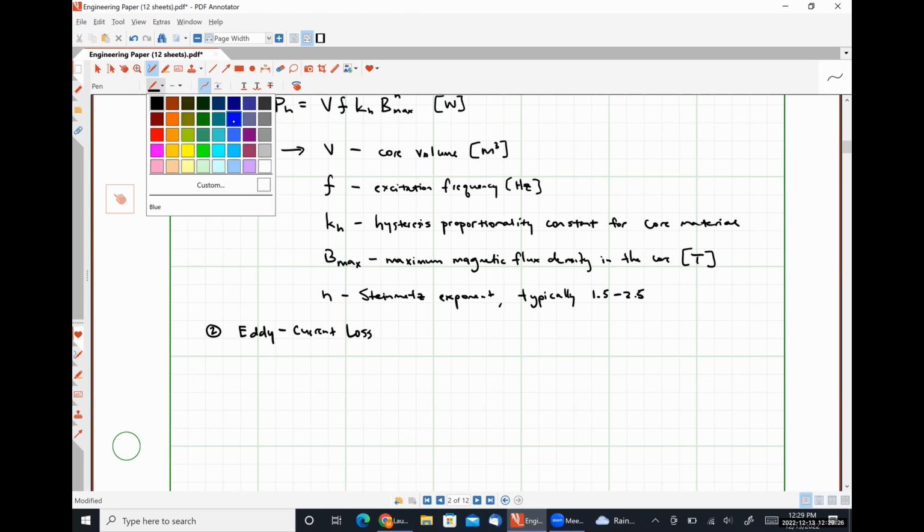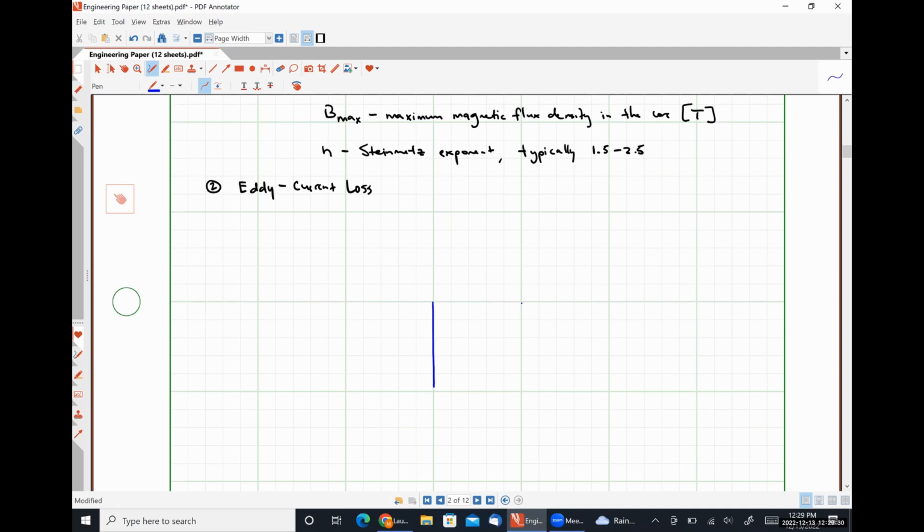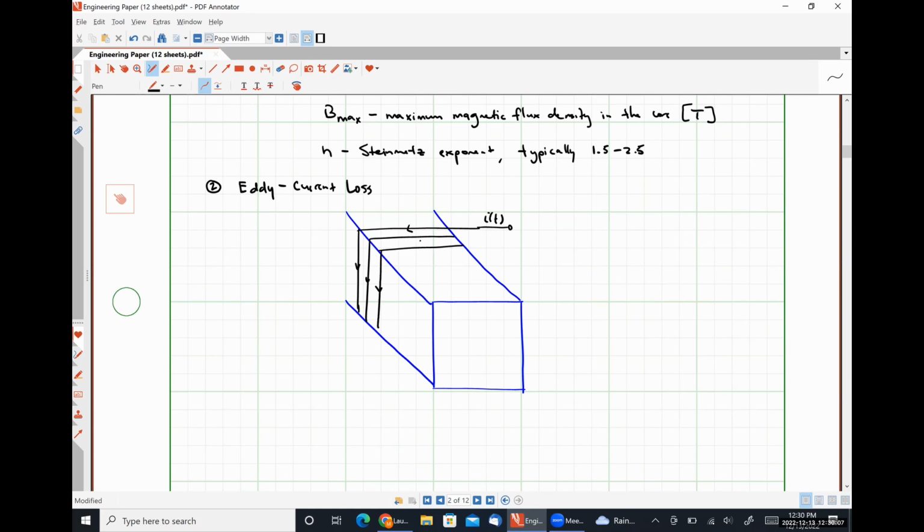So let me draw a picture of a core here. Let's say that we have a core with a square cross section, like so. And we wrap a wire around said core, and our wire is carrying some time varying current I of t in this direction. And then our current is going to exit over here.